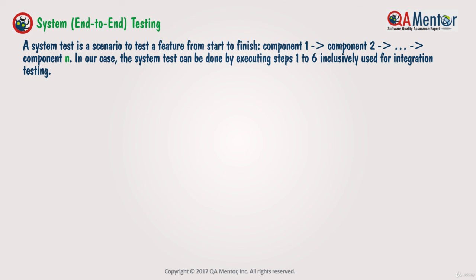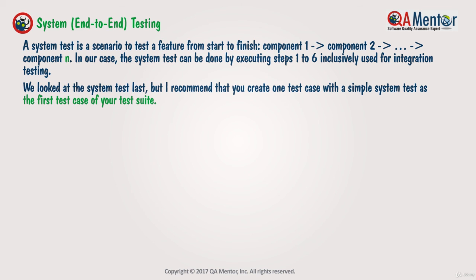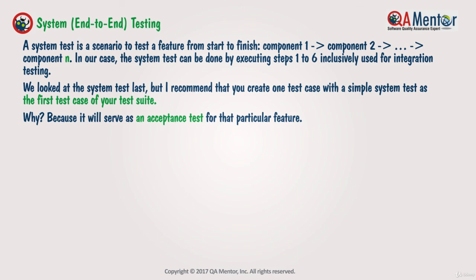System end-to-end testing. A system test is a scenario to test a feature from start to finish. Component 1 to Component 2 to Component N. In our case, the system test can be done by executing steps 1 to 6 inclusively, used for integration testing. We looked at the system test last, but I recommend that you create one test case with a simple system test as the first test case of your test suite. Why? Because it will serve as an acceptance test for that particular feature.